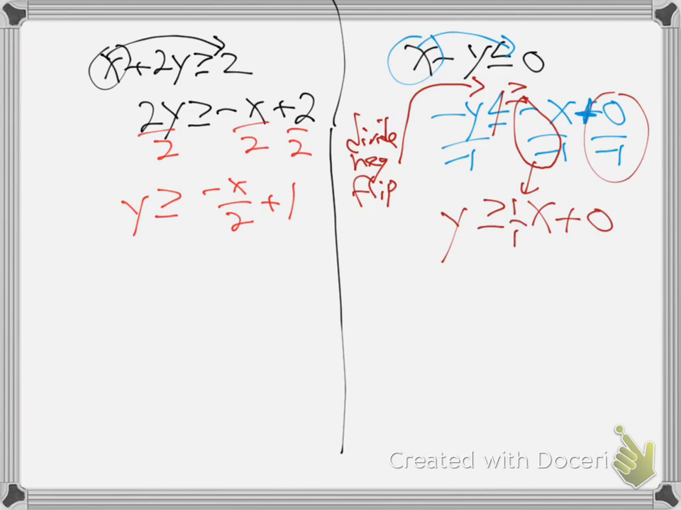Now, this is really 1 over 1. We need a fraction there. 1 over 1 is 1. 1 times x is x, right? So you've got to put that there. Okay, let's go. It's graph time. So let's go to the graph. I'll do this one first. I'll do the red one first.